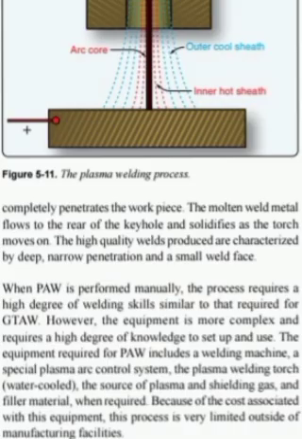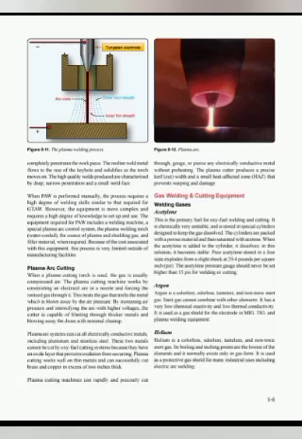When plasma arc welding is performed manually, the process requires a high degree of welding skills similar to that required for gas tungsten arc welding. However, the equipment is more complex and requires a high degree of knowledge to set up and use. The equipment required for plasma arc welding includes a welding machine, a special plasma arc control system, a plasma welding torch, water cooled, the source of plasma, and shielding gas, and filler material when required. Because of the cost associated with this equipment, this process is very limited outside of manufacturing facilities.